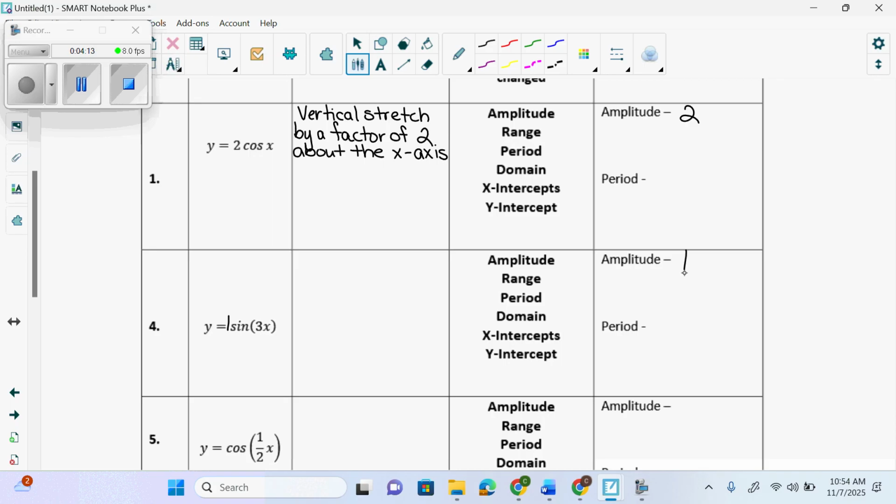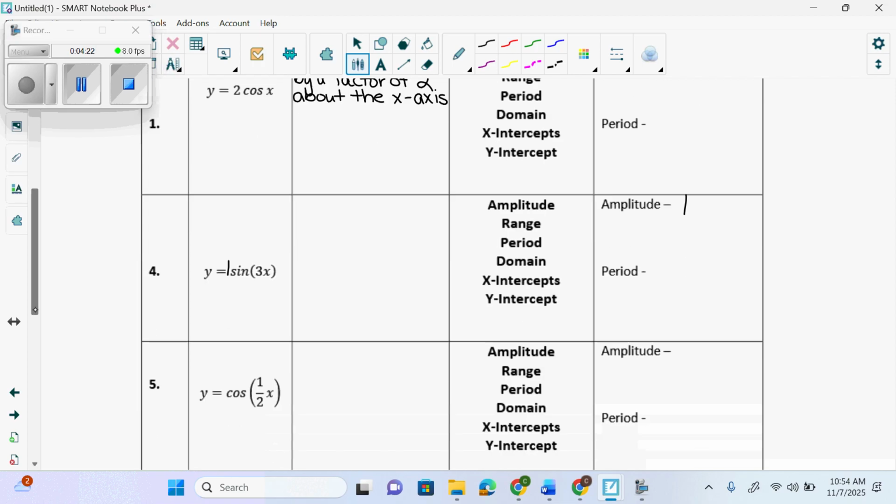What if that was a -1? What would my amplitude be? 1. The negative doesn't do it. It's a reflection thing. It didn't do anything, correct? What's my vertical stretch here? 1, which means there really isn't one. What's my amplitude? 1.